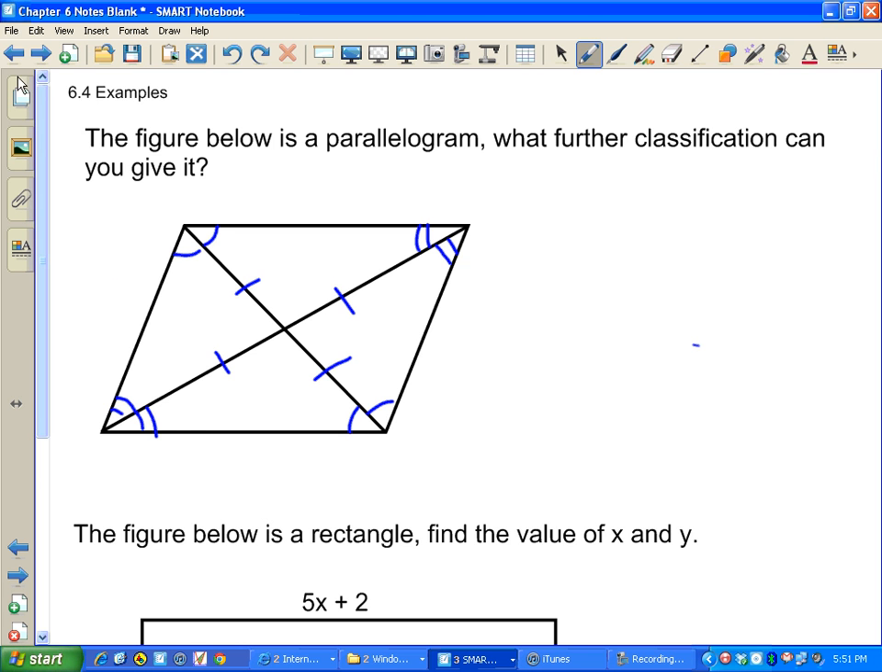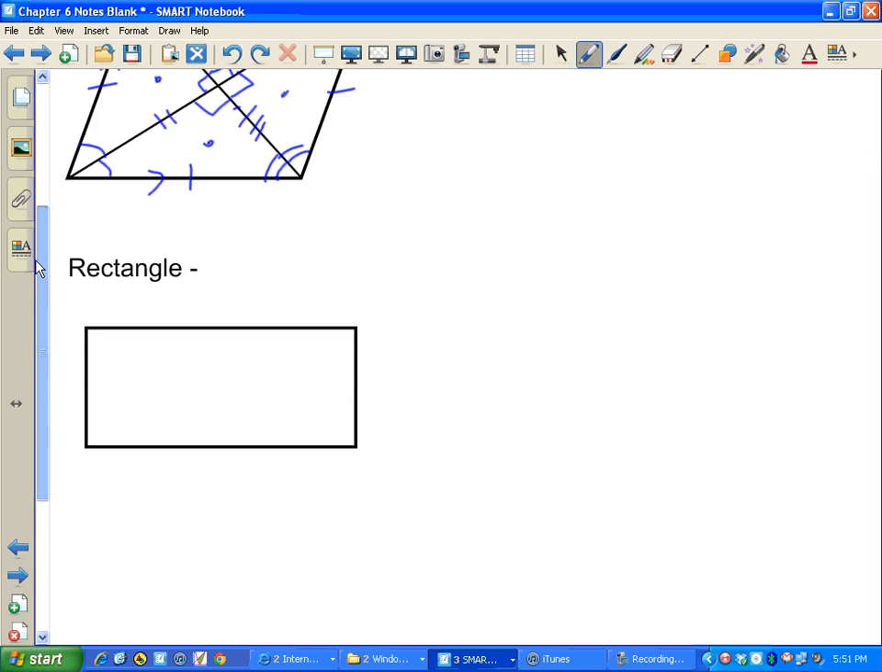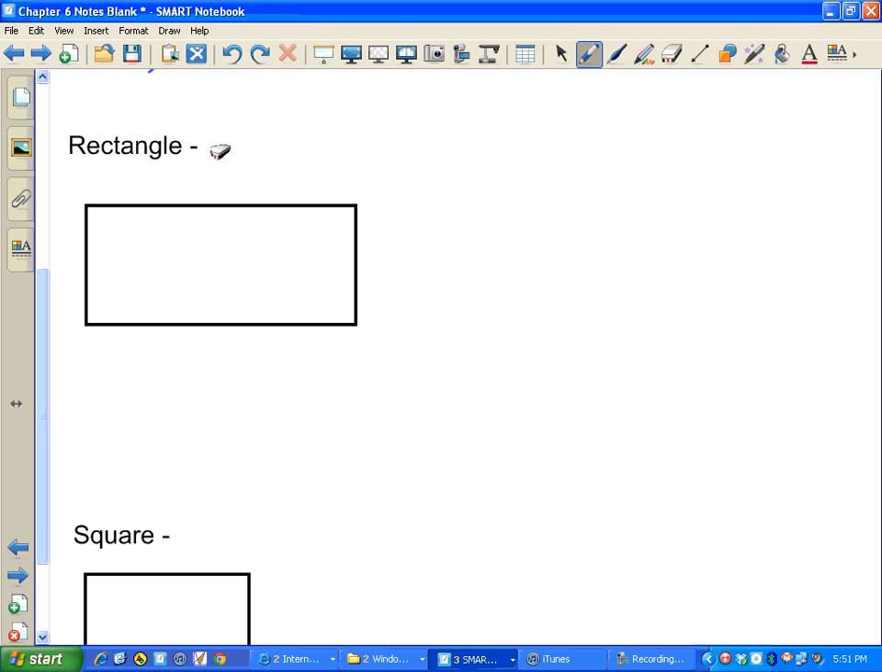Okay, let's look at some properties of a rectangle. A rectangle is still a parallelogram, but more specifically, it's a parallelogram that has 4 congruent angles. Okay, so all 4 of these angles are congruent. We can get more specific than that, though. Okay, if all 4 of these angles are congruent, and I know they have to add up to 360, that means that all 4 would have to be right angles.